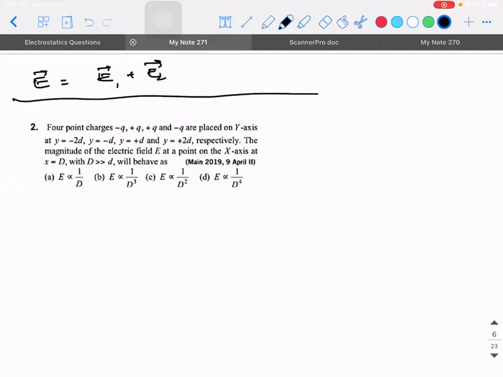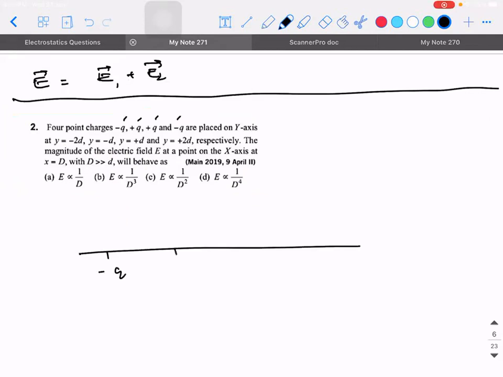So 4 point charges, minus q, plus q, plus q and minus q, are placed on the y-axis. Instead of taking it vertically, I'll take it horizontally. Let me call this the y-axis. Minus q, plus q, plus q and minus q are placed at minus 2d, minus d, d and 2d, where this is the origin.